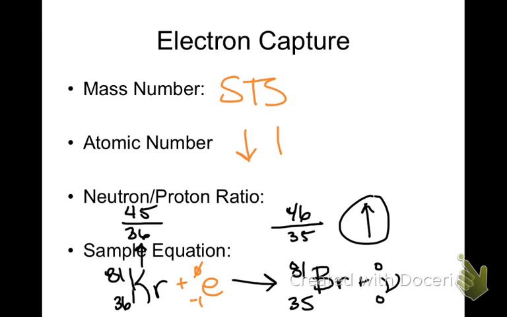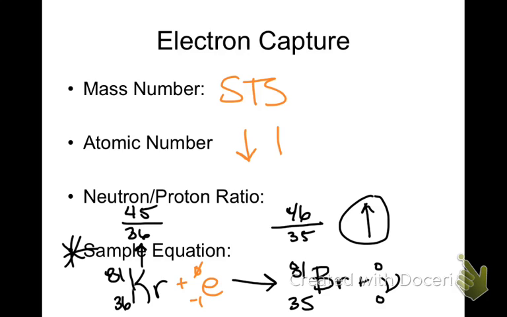So another option, if your ratio is too low, is to undergo what's called electron capture. So what you guys are going to do next is a lot of practice of these sample equations. And so you guys are going to work through, you're going to do some alpha, beta, you're going to do some positron, and you're going to do some electron capture. And you're just going to practice writing those equations.